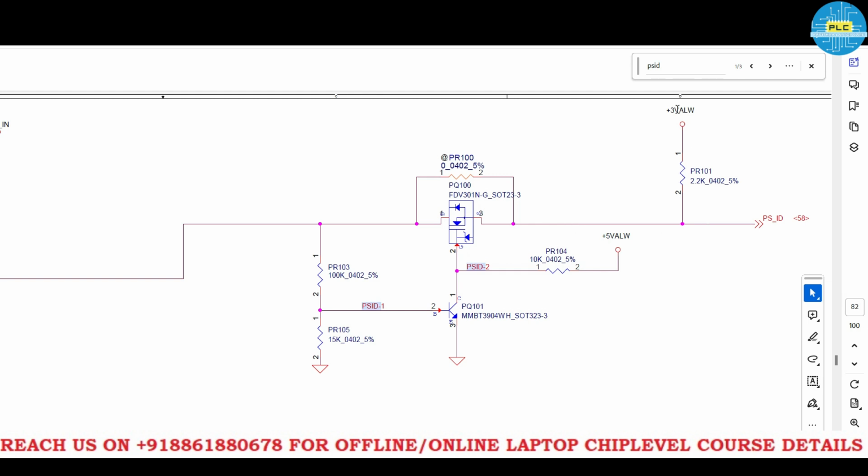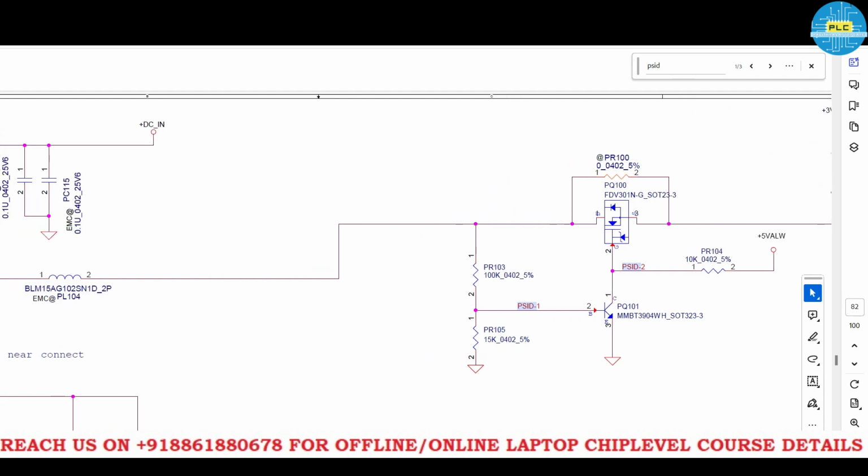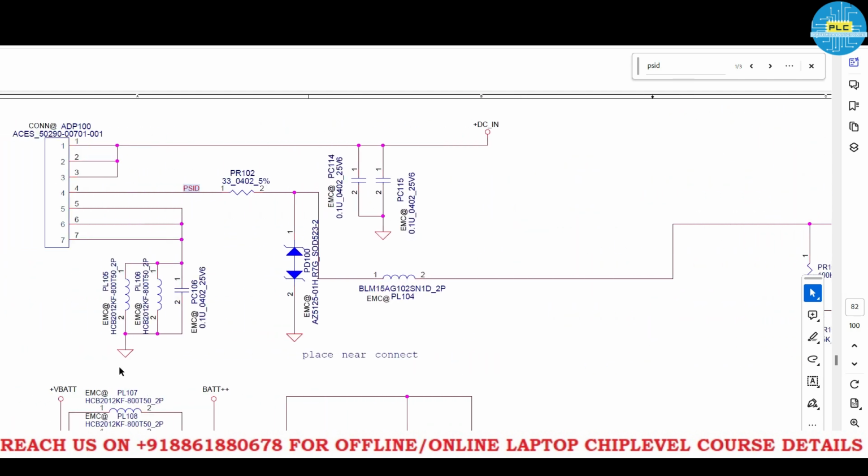Here the 2.2K means the 3 volts will be divided, and you will get 2.8 or 2.9 or 3 volts, to carry the PSID signal, the power source identifier signal. Okay, this one is common. See, FDV again is common, right? In multiple schematics we have seen the FDV MOSFET. So one thing we can understand: the 2.2 volts supply should be there. In case you have any PSID issues, please check this circuit.